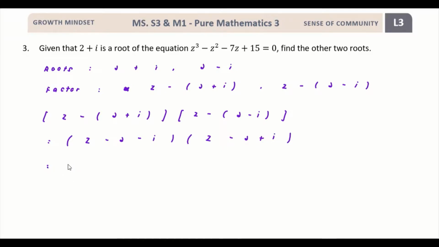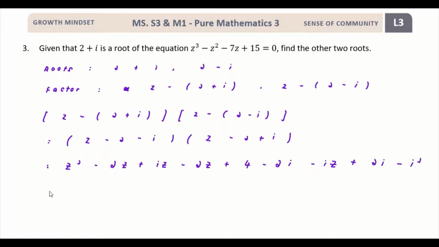Okay, so let's try to expand it. So z, I'll try to write it like this, to differentiate your 2 and z. Then after that, minus 2z plus iz, minus 2z plus 4 minus 2i, minus iz plus 2i, then minus i squared.